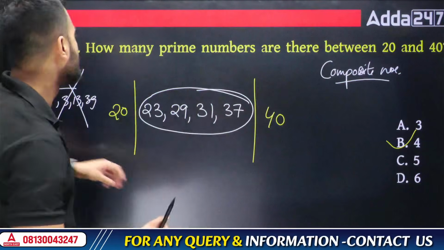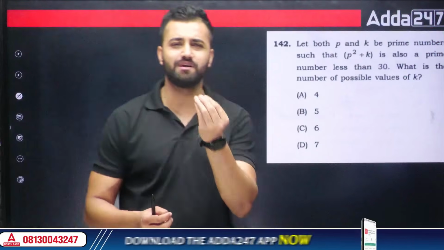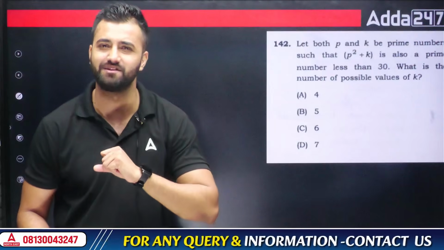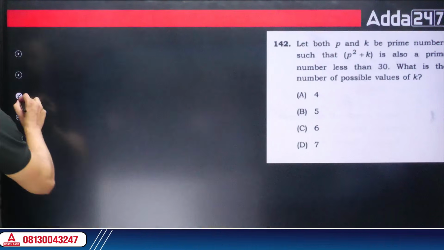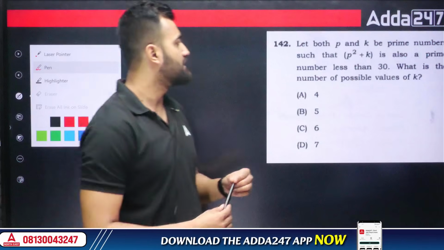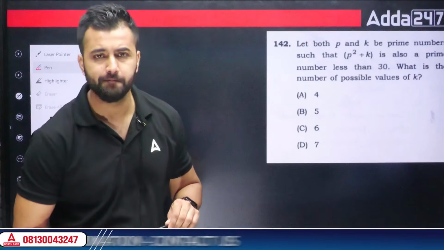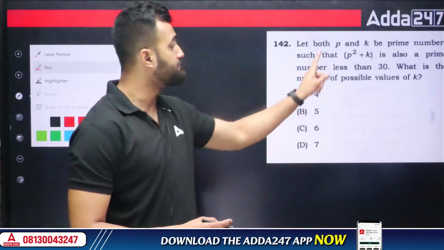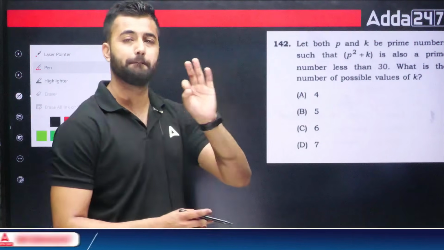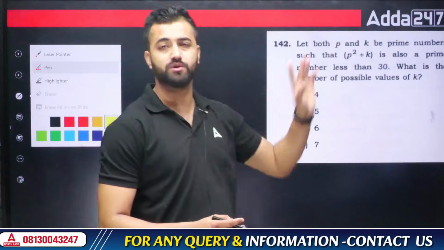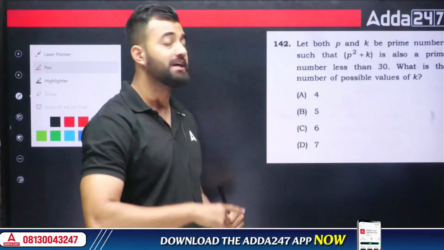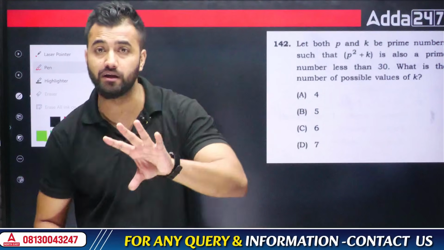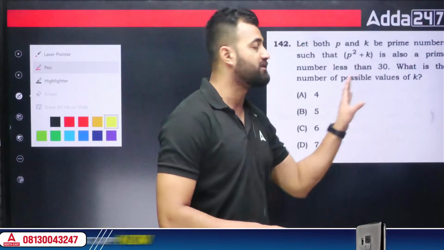I hope it's clear. Now let's use this small concept that we have learned in this complicated question. Yes, it is a difficult question, but see how we are going to solve it within a second. Let's see what's given. They have given two numbers P and K, and both P and K are prime numbers. They have given an equation, P square plus K, which should also give a prime number as the answer, and that prime number should be less than 30. So what is the number of possible values of K?